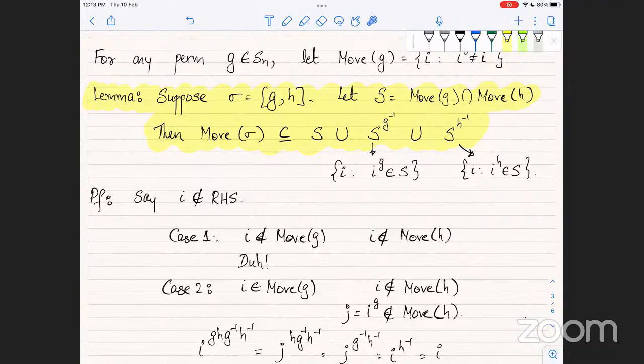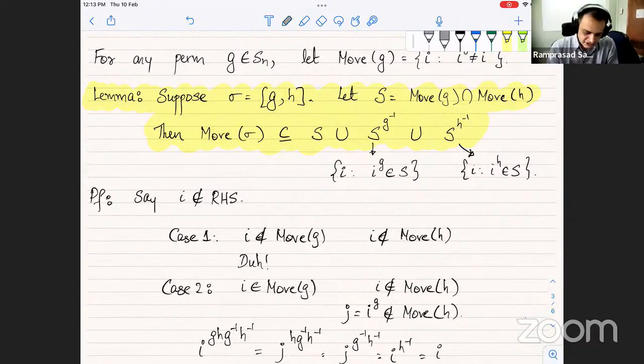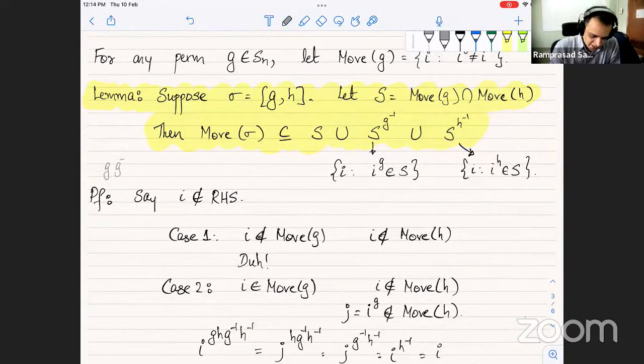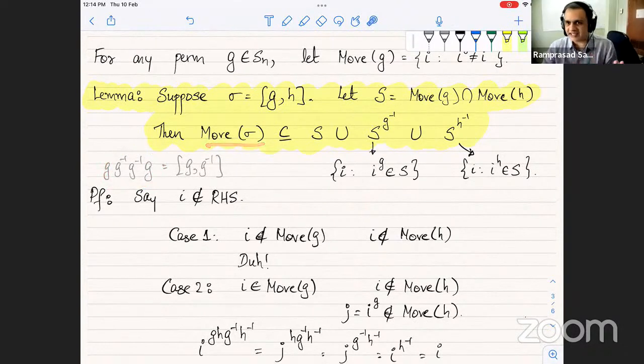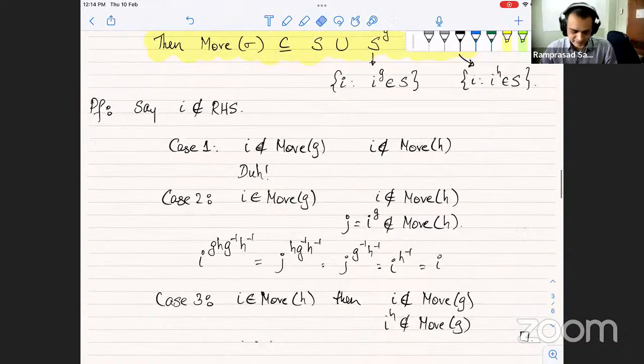I didn't get the part actually, sorry. No, so for example, think of the situation where you're looking at G inverse G, which is literally the commutator of G and G inverse. Yes. What is the move set of this quantity? There's nothing, exactly. So the left hand side is an empty set. But the right hand side is something, right? G could be some complicated thing that moves everything. So this need not be tight; it's not always the case that this is an equality. There are situations where it's not an equality.